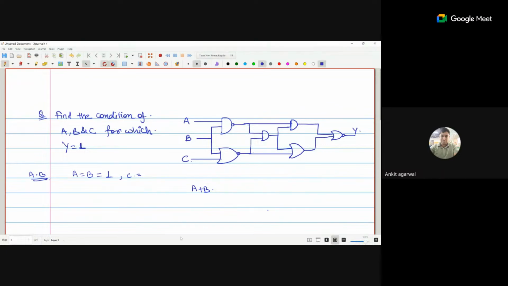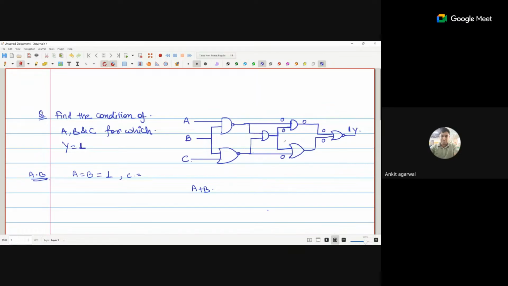Okay. My output should be 1. So that means this and this both will be 0 because it is a NOR gate. When both inputs are 0, then output is 1. That means here we are getting 0 and here we are getting 0. In the NAND gate, if we are getting AND gate, we are getting 0. That means this one is 0, this one is 0. From here we are getting 0. So this one is 0 and this one is 0.